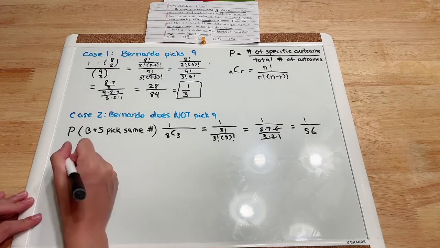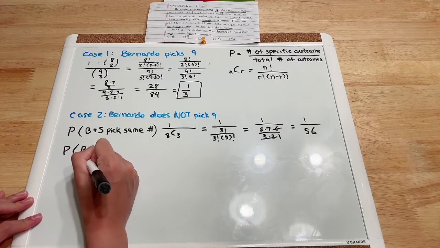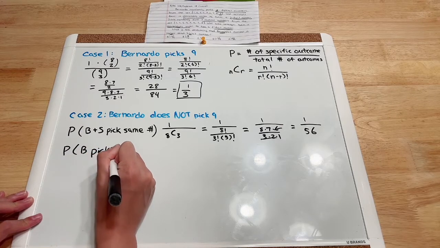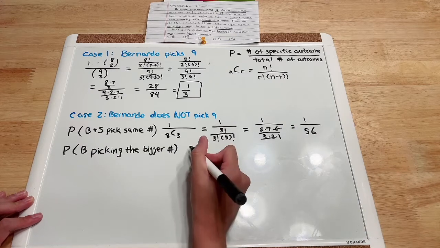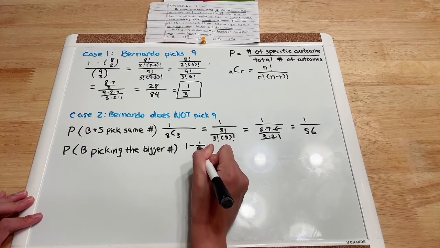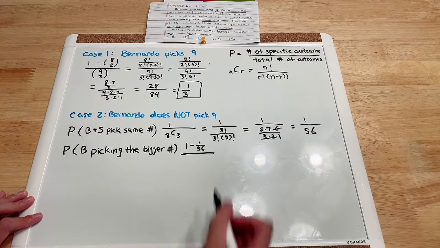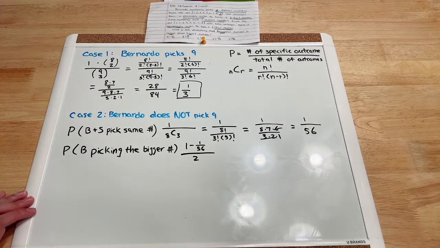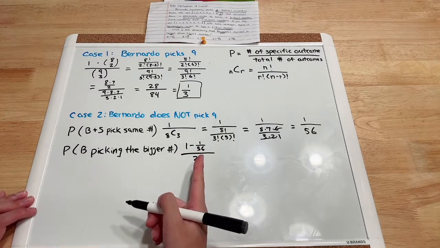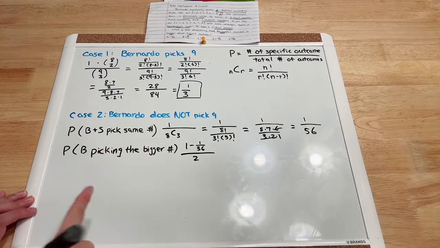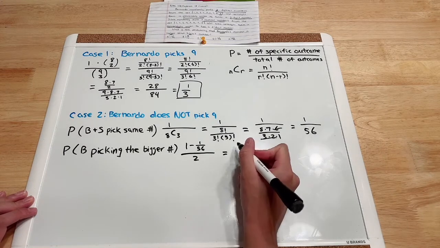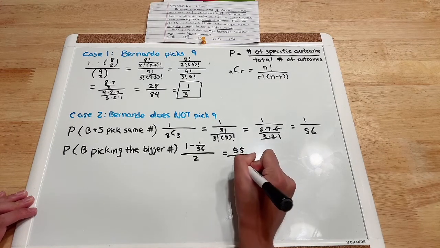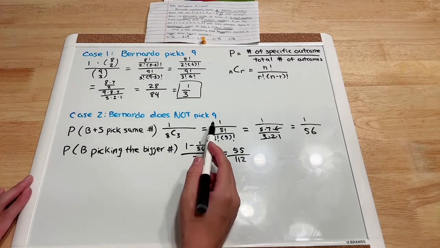Okay, so now let's find the probability of Bernardo picking the bigger number, which, remember, is the same as Sylvia picking the bigger number. So this is when they don't pick the same number, which will be 1 minus 1 over 56, and then over 2, because 1 minus 1 over 56 is the probability that they don't pick the same number, and when you divide it by 2, it is the probability that he picks the bigger number. And then we can simplify this to 55 over 112. Now remember, this is when he didn't pick a 9.